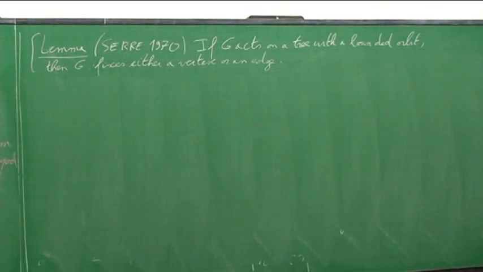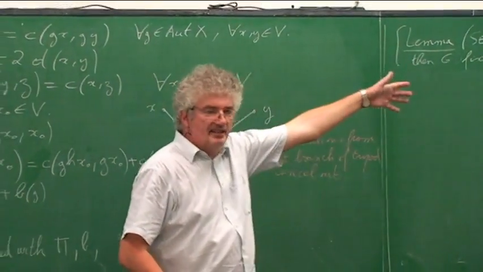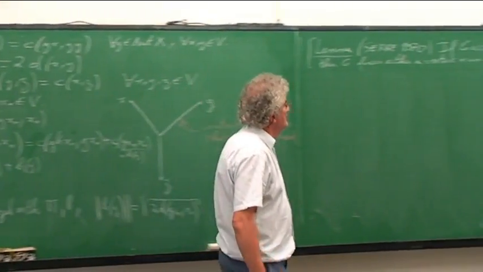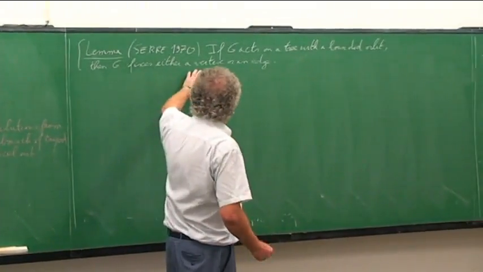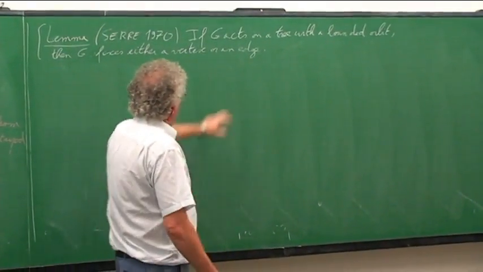And so I said in good cases we can go from bounded orbits to fixed points. That's an example of a lemma which allows us to deduce, from a bounded orbit, that there is either some fixed vertex or some fixed edge.